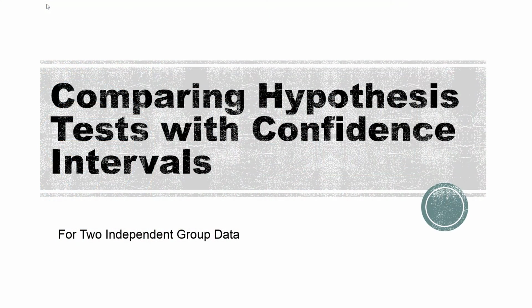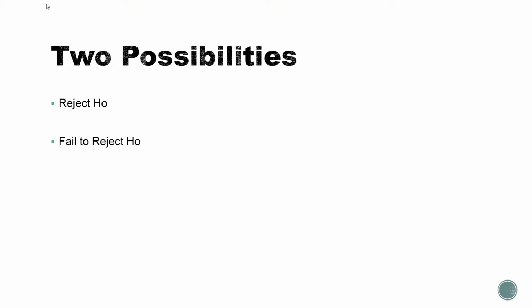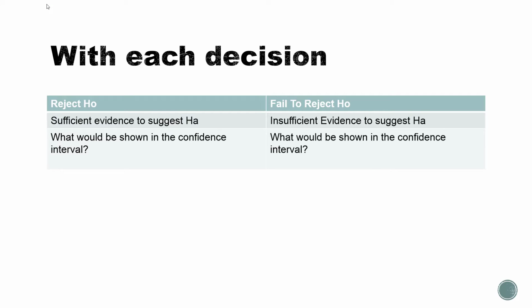Looking at how to compare hypothesis tests with confidence intervals for two independent group data. When you perform a hypothesis test, you have two possibilities. Either you can reject the null or fail to reject the null. With rejection, you have sufficient evidence to suggest the alternative. If you fail to reject the null, you have insufficient evidence to suggest the alternative. So for each of these scenarios, what would you see for a confidence interval?